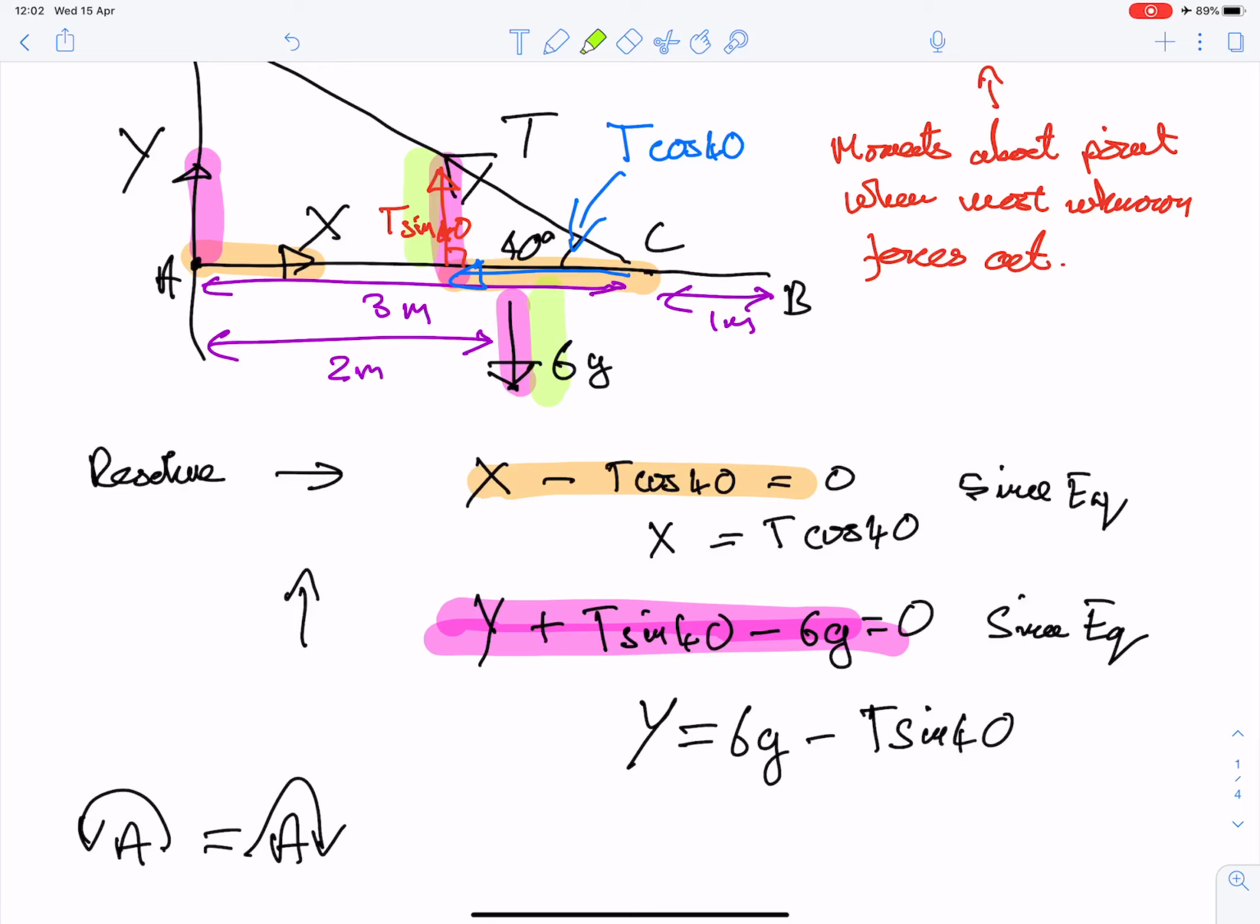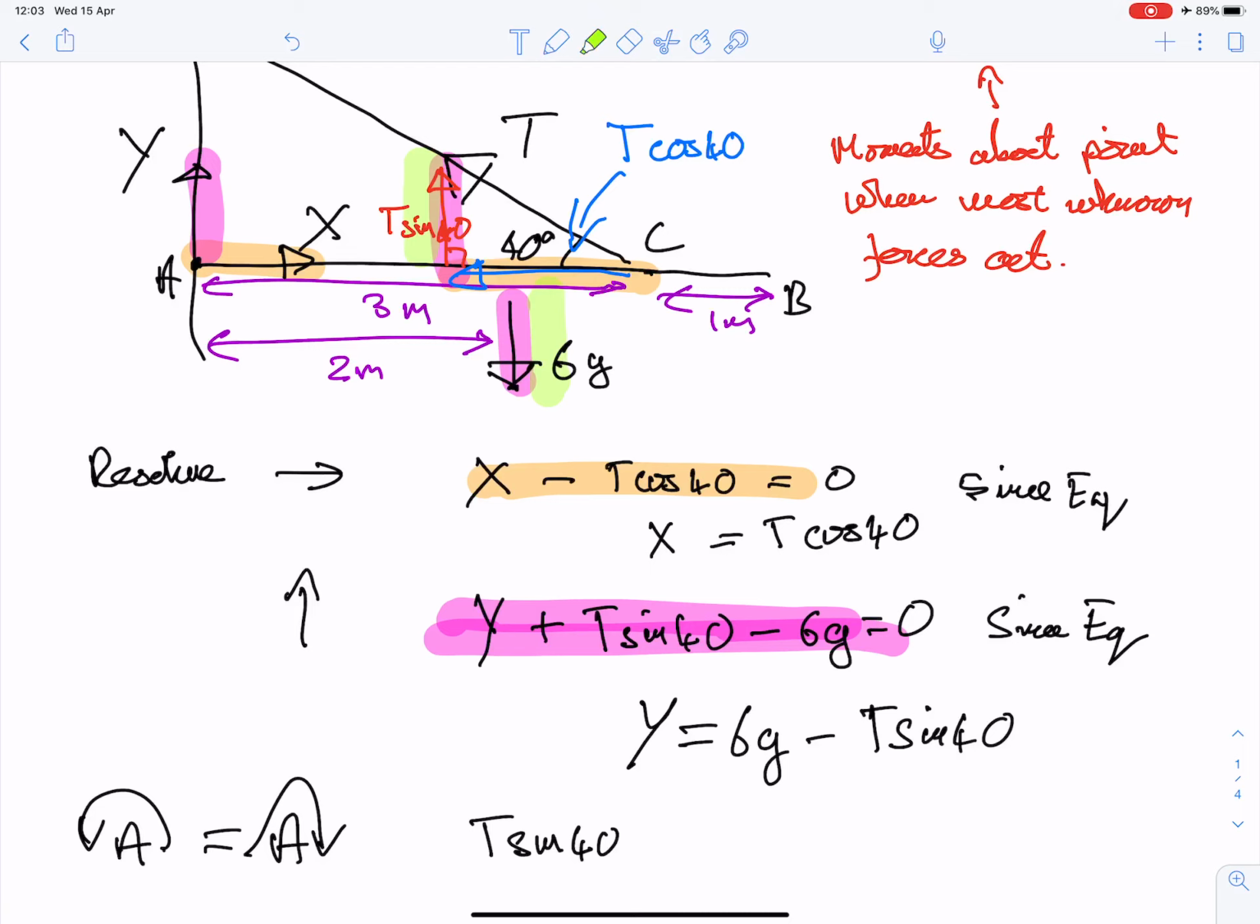Okay, let's go back to the question. What have we been asked to find? We've been asked to find the tension. Well, neither of those go with tension, so let's now try our last thing. Take moments about A. So that means X and Y are eliminated.